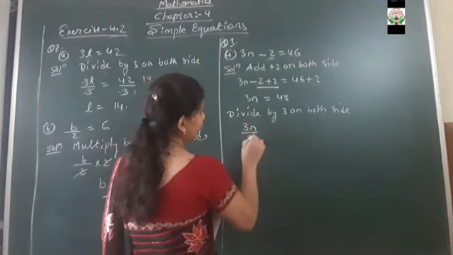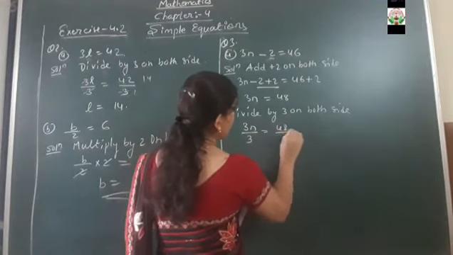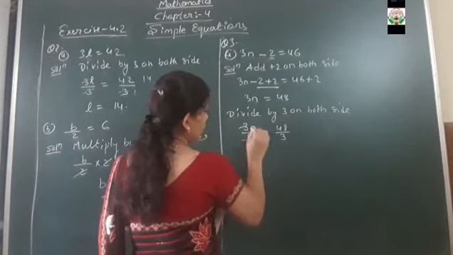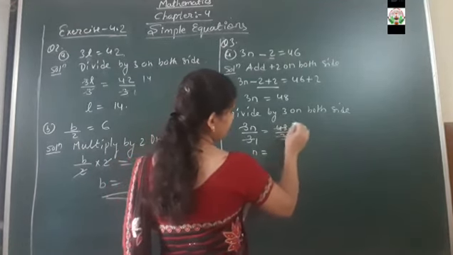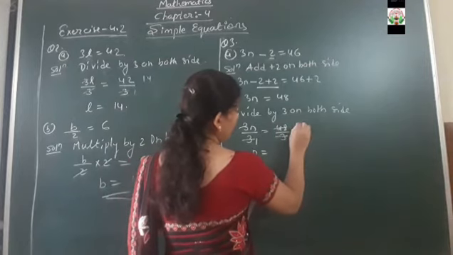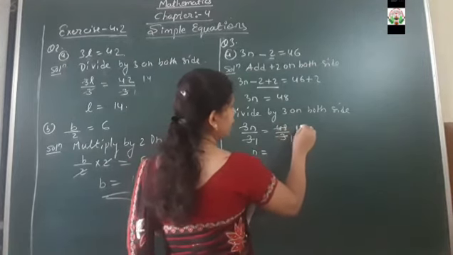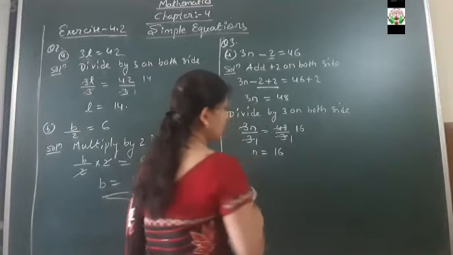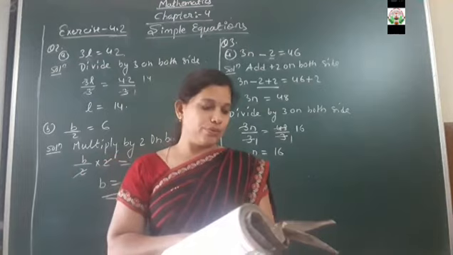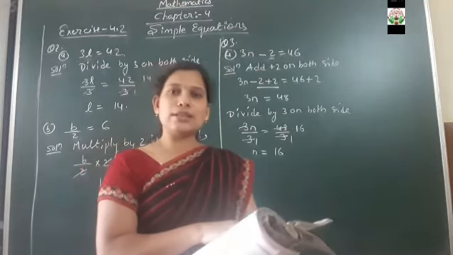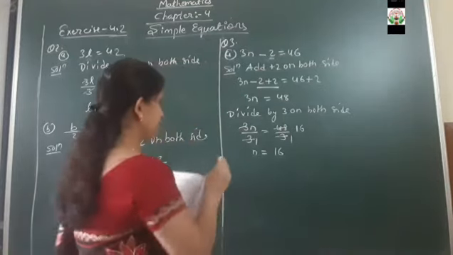3n by 3 is equals to 48/3. So here 3 will get cancelled from the numerator and denominator. 3 into 6 is 18, so that means 16. So here the answer is n is equals to 16. So dear student, in this way you have to do. One more I will tell you, that is the B part of this question.